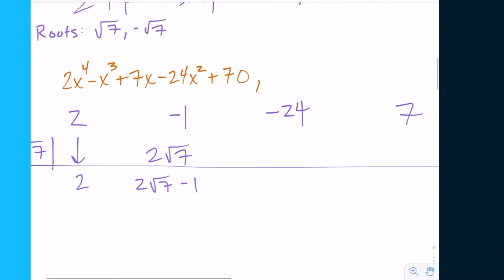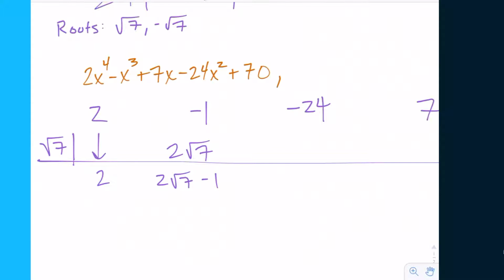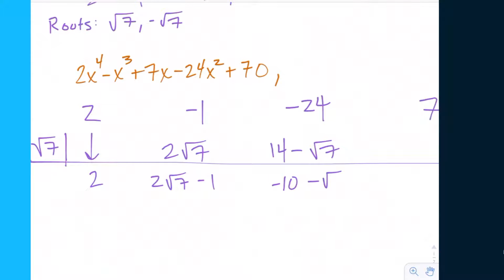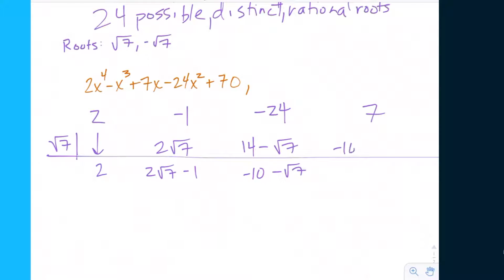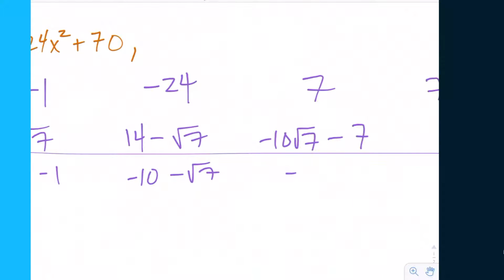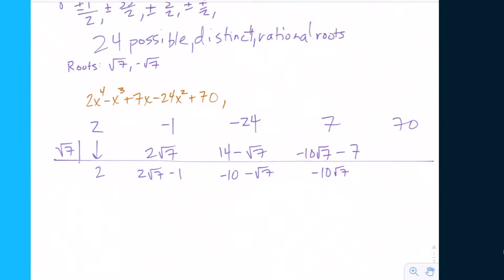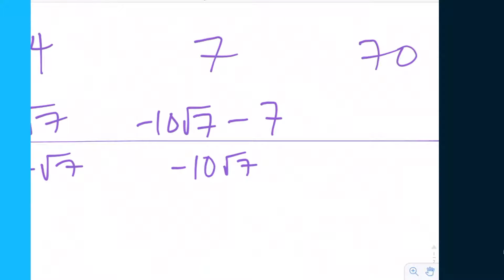Now we multiply, and we have to distribute, yeah? So what do we get in the first term? 14 minus square root of 7. Then we add vertically, and we get negative 10. We combine the numbers, and then minus the square root of 7. Do it again. Square root of 7 times negative 10 is negative 10 square root of 7 minus what? 7. 7's cancel, and we're left with negative 10 square root of 7, which when we multiply by another square root of 7 gives us negative 70.